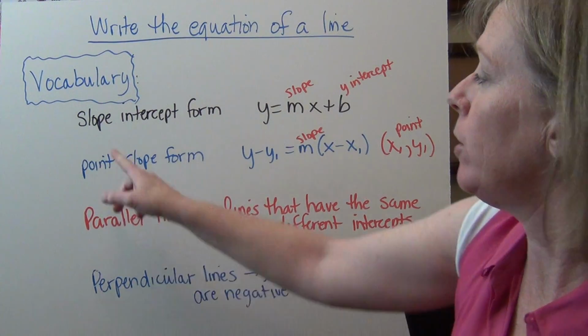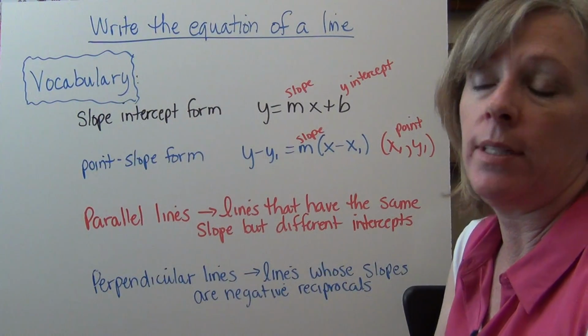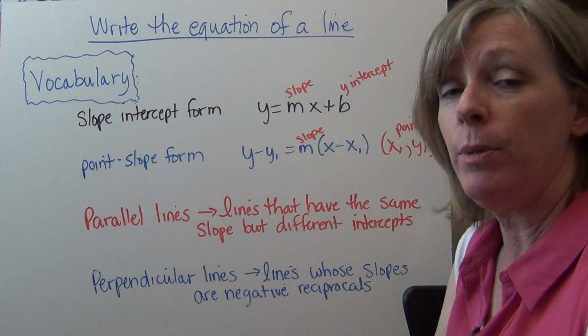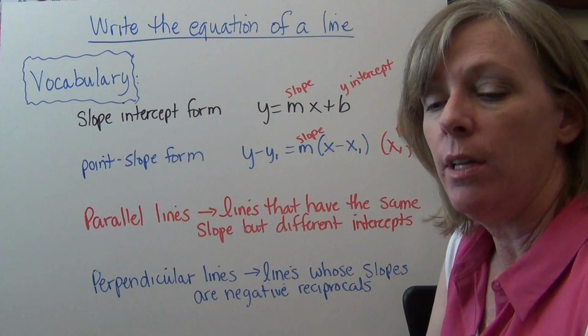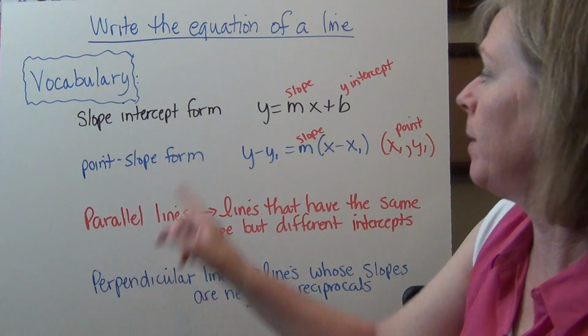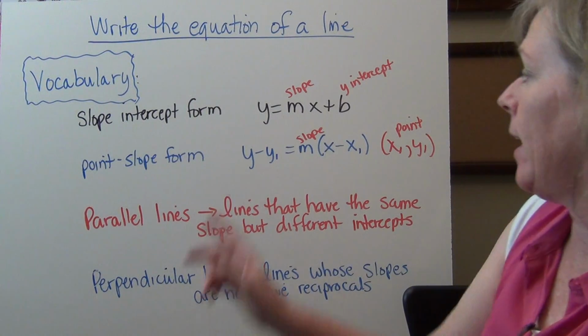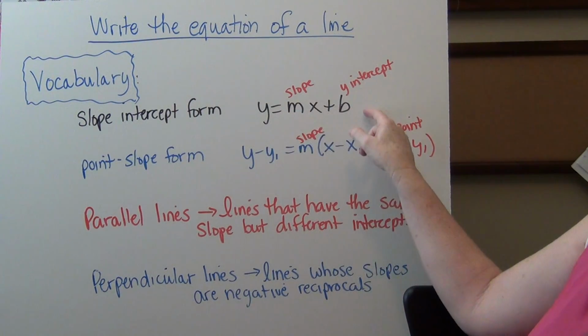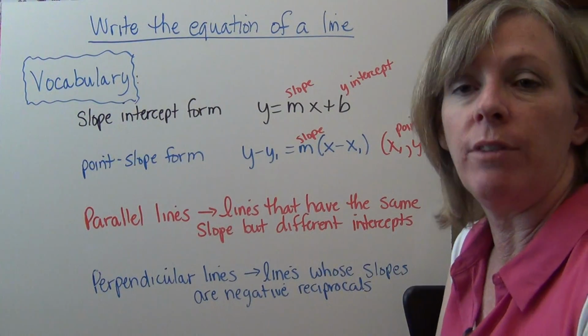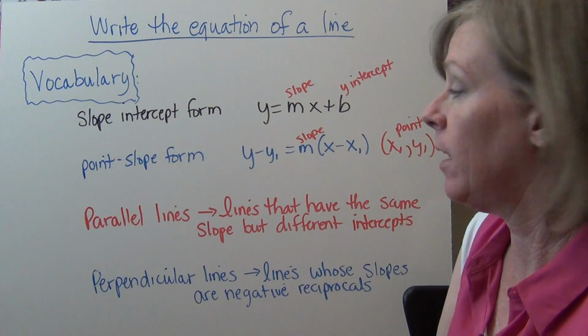Okay, slope-intercept form is the standard form of the equation. The slope-intercept form of the equation is the typical form that we use all the time. y = mx + b, okay? In that, obviously, the m is the slope and the b is the y-intercept, and it tells you information about the graph of that line.